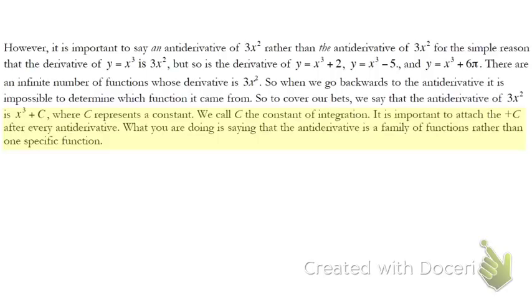Therefore, when we take the antiderivative, we add on this plus c. So you guys can see that the antiderivative of 3x squared is x cubed plus c. We call that c a constant of integration. So you might want to write that down in your notes. That plus c is called the constant of integration. And every time we take an antiderivative, it's super important to add that plus c, just so that we know that there was a constant that could have been there. And again, we call it a family of functions rather than one specific function.